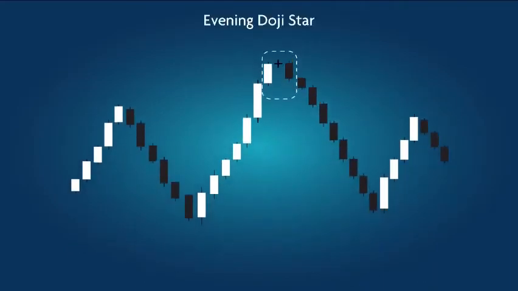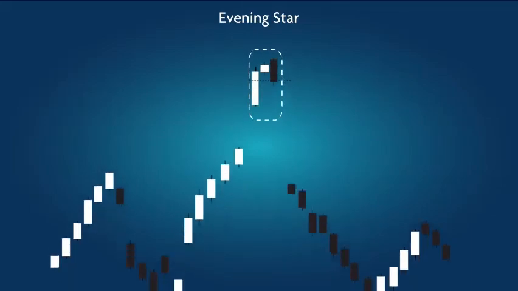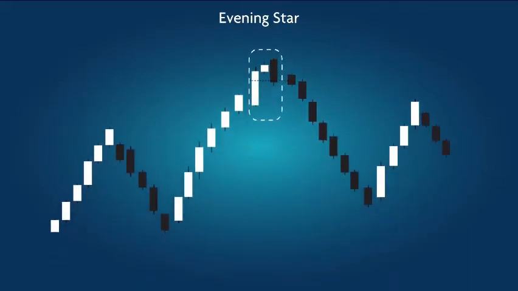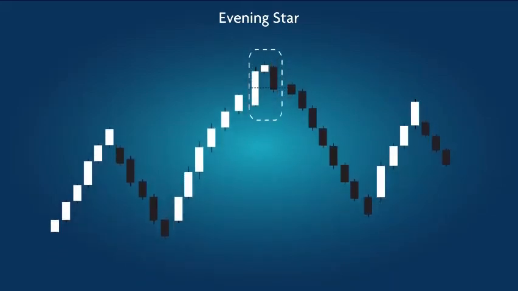Evening doji star, a bearish pattern in which the doji heading the trend indicates pattern reversal, and the black candle following it falls at least halfway below the body of the clear candle preceding the doji. Evening star, a bearish pattern. At the trend's peak is a narrow range candle indicating pattern reversal.